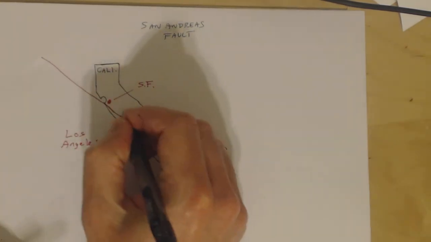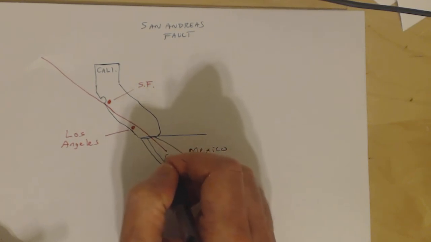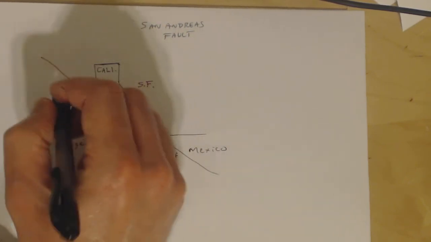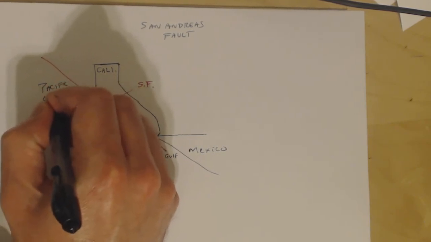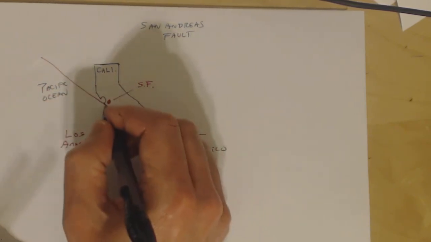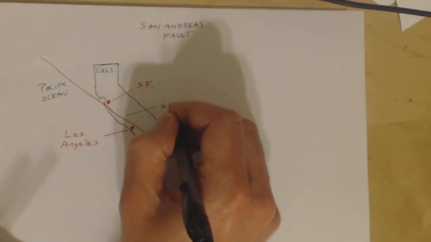This is the Gulf of California, and this is the Pacific Ocean. This part, where the fault is actually on land, this is the San Andreas Fault.